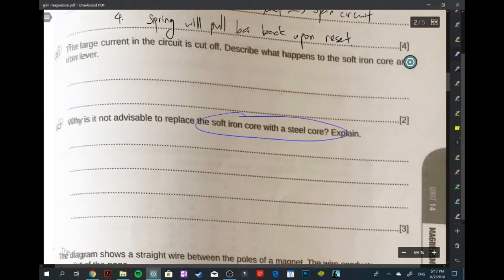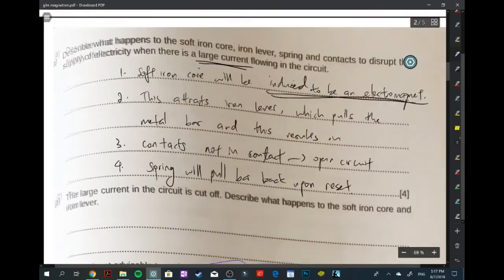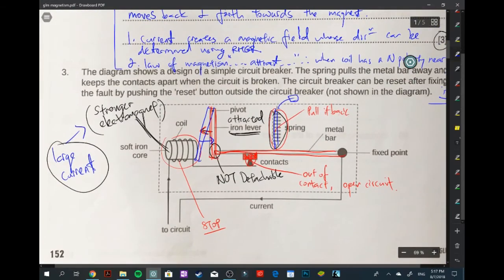Okay, now every time this comes out, you have to differentiate. You have to know that they are actually talking about temporary magnet versus permanent magnet. Obviously we do not want a permanent magnet here, right? We don't want the iron lever to be permanently attracted to the soft iron core, so much so that even after we press the switch, for it to go back to original position, because this entire thing is permanent, it will be attracted again. So we don't want that to happen.